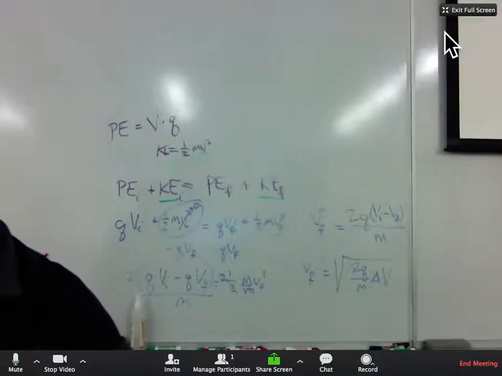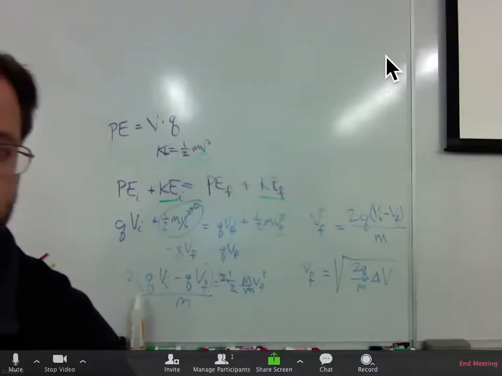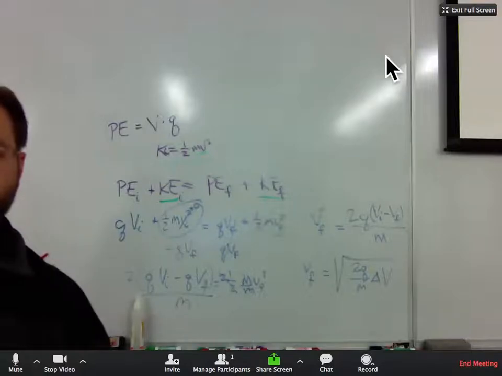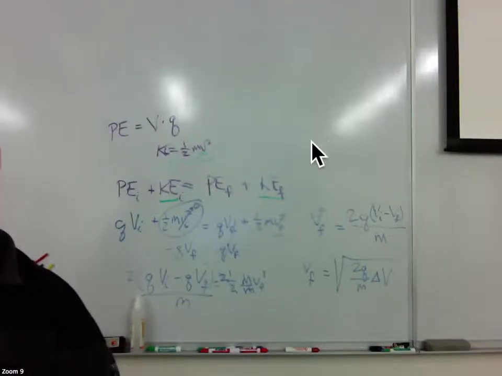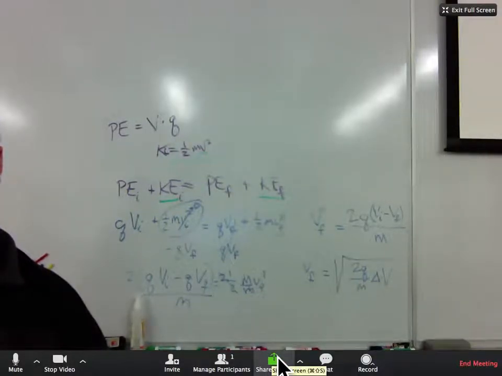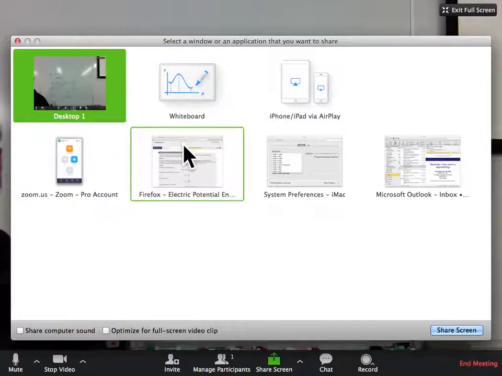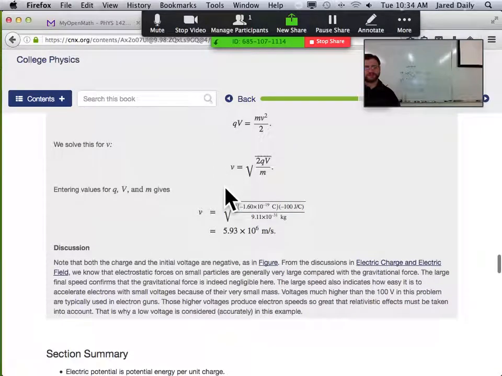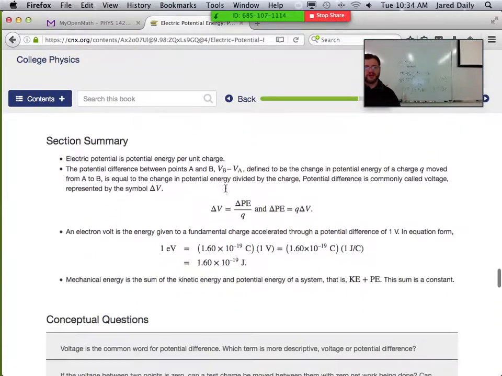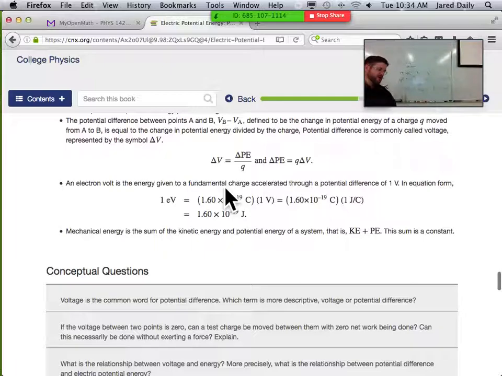Really wish my projector was working so that I could walk you through this in the book with all the pictures they use and everything, but we're stuck. And I think more than anything, this equation illustrates what voltage is.